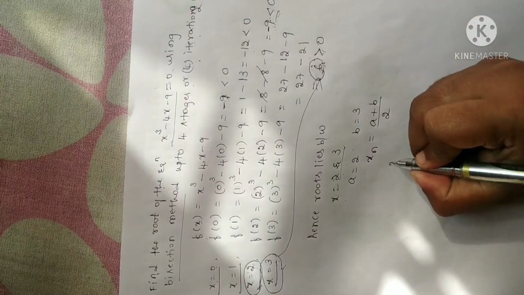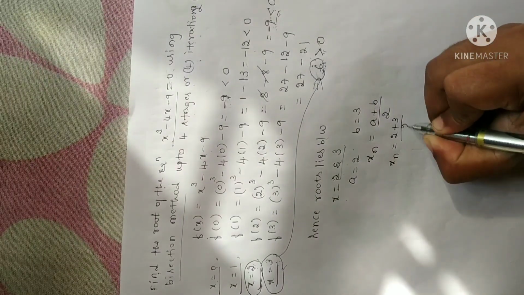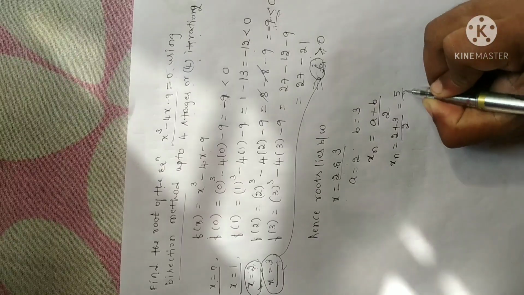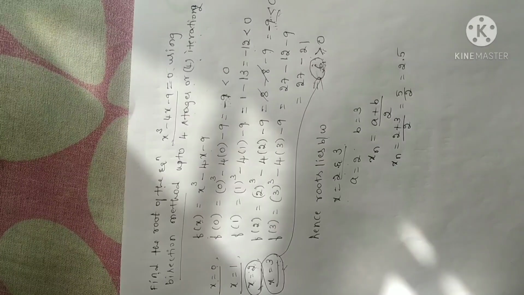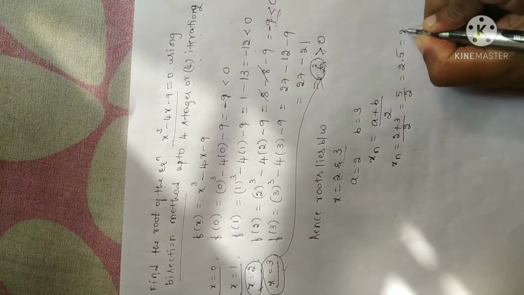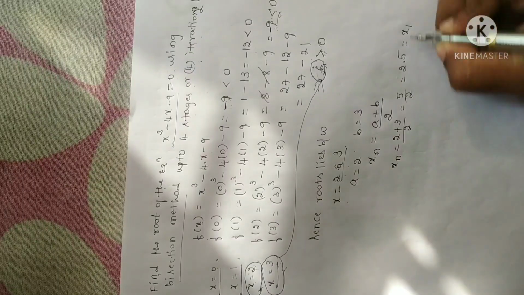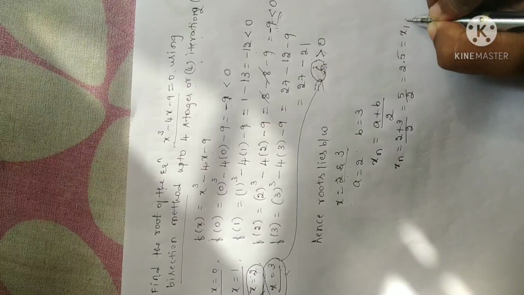Fine. Now let me find the value of xn. Substitute the values of a and b. You are going to get 5 by 2. After simplification, you will get 2.5. Clear? Now you have to take this value as x1. After simplification, whatever value you get, you have to take as x1.